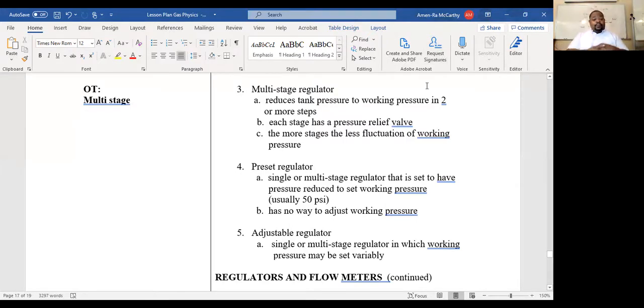All right, so the multi-stage regulator does it in two or more steps. Each step has its own pressure relief valve. It says the more stages, the less fluctuation of working pressure. Because if it's only one stage, it's going to be 50 PSI, but it might fluctuate. It might go up a little bit more because it only has one pressure relief valve. But the more pressure relief valves it has, the more accurate it's going to be. Okay? That's what they're saying.